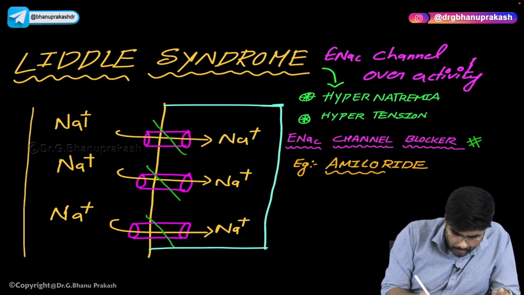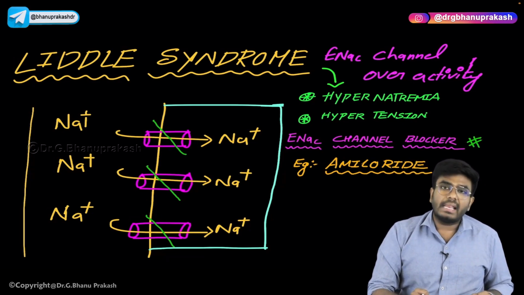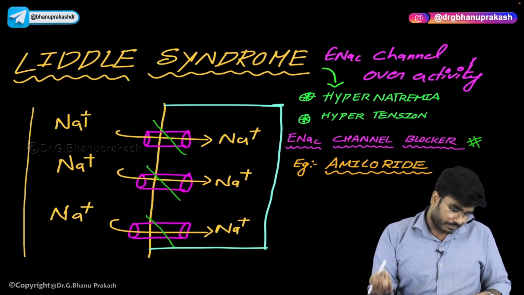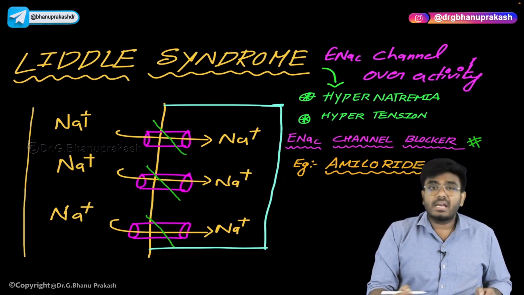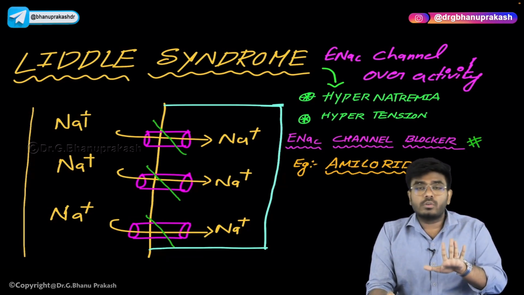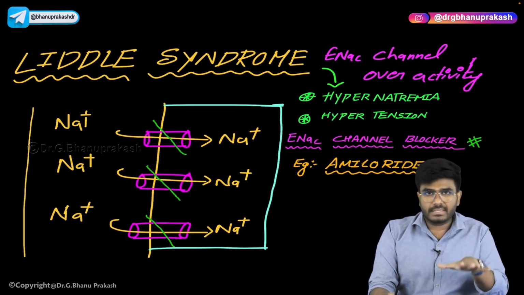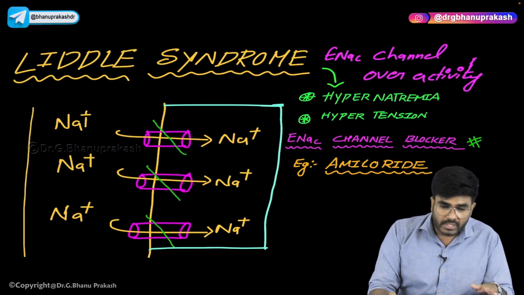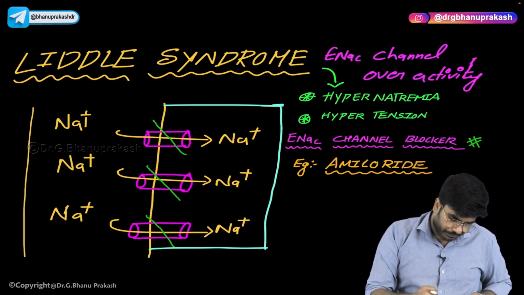Okay, so amiloride is an epithelial sodium channel blocker which can be used in conditions like Liddle syndrome. Apart from this, you can also use drugs like aldosterone antagonists. We all know epithelial sodium channels are under the control of aldosterone. So, if you can block aldosterone, that will help us a bit in decreasing the expression of these epithelial sodium channels.